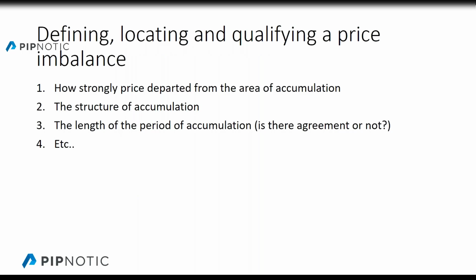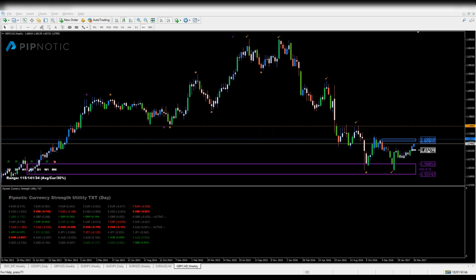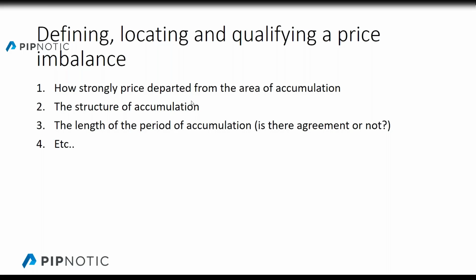So, defining, locating, and qualifying a price imbalance, you have to ask yourself a few questions, and we've spoken about this in the past. But you have to ask yourself, most importantly, how strongly did price depart from an area of accumulation? And you can see this very clearly on the price chart. If we go back to a price chart, you can see that price left this area very aggressively. You can see how we had accumulation, then we had this big candle. This is a week of trading, and we even gapped down. We opened below the close of this candle. That means that we have a huge interest in keeping price below this area. So that's a nice, clear price imbalance there.